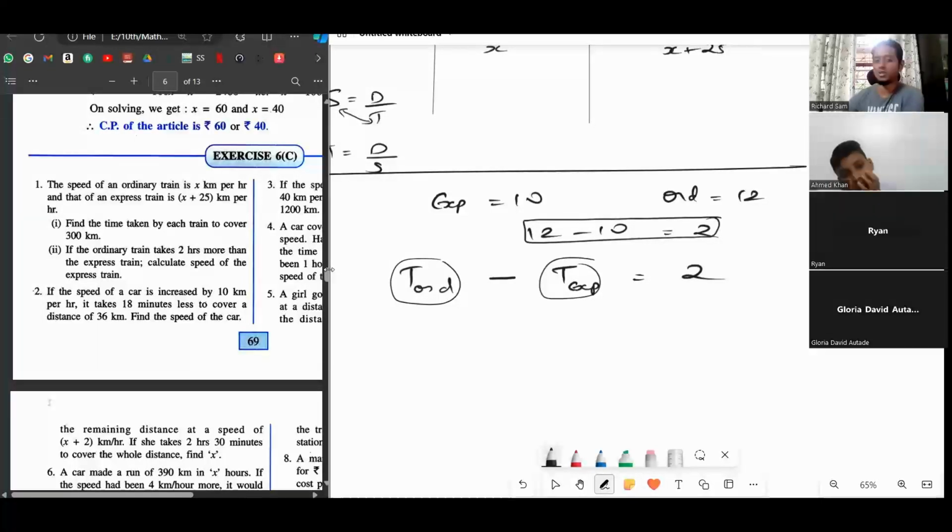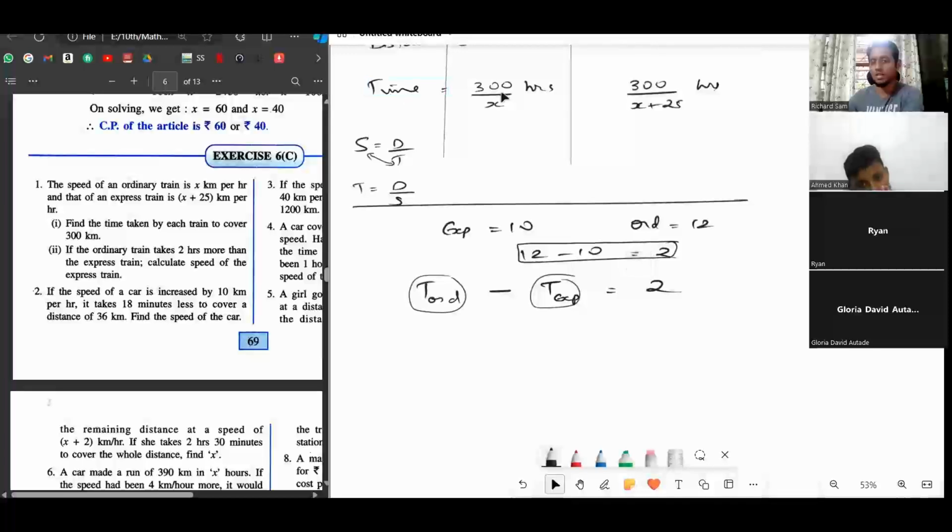Okay, now we'll put the value for time of the ordinary train. In the first question, we found the time taken by the ordinary train. How much is that? So here in place of time, we will write 300 upon, because that's the time, no? Or if you want, we'll write one more step. In place of time, we'll write the formula for time, that is distance upon speed, minus here also distance upon speed. Distance is the same in both cases, 300. Speed is different. We have different speeds for the ordinary train and for the express train. Equal to 2. Now substitute the values.